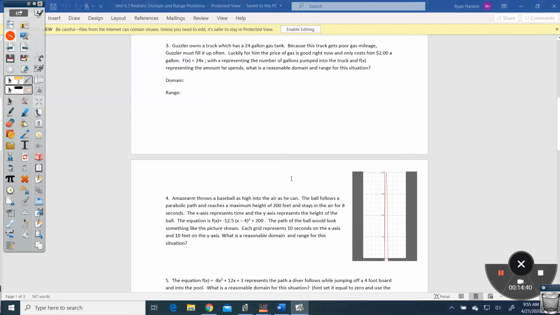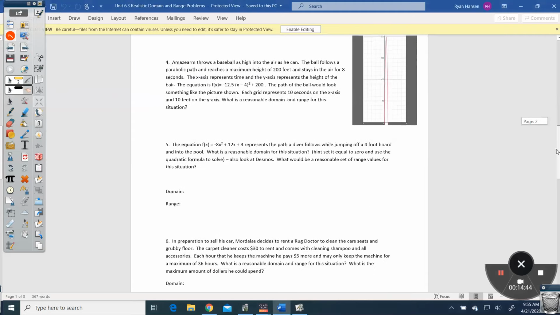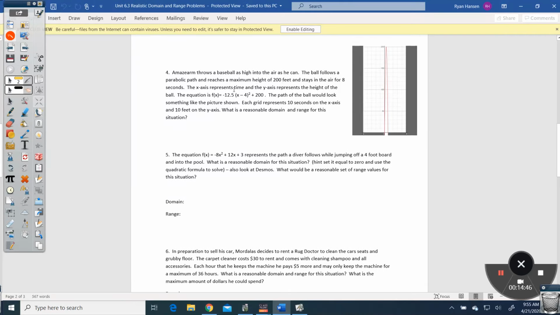So now if I go to question number 4, it says May's arm throws a baseball as high into the air as he can. The ball follows a parabolic path as far as the height of the ball is in relation to time, okay? So this is time down here. This is the height going up. So the height goes up, and then the height comes back down as time marches on.